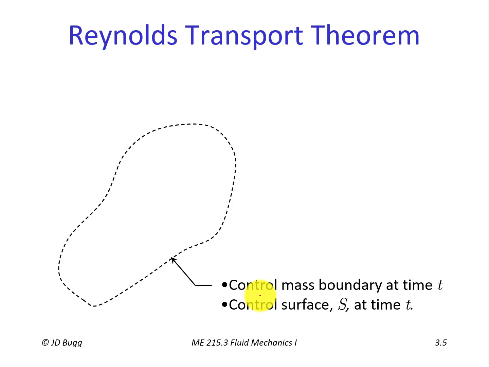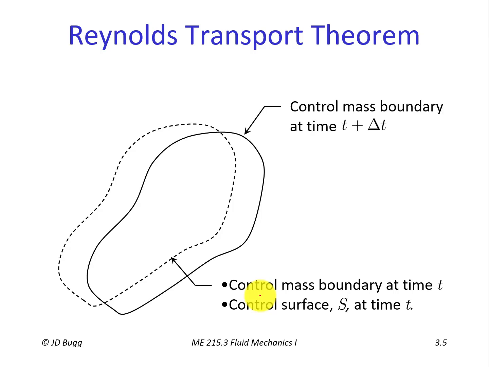Now, what we're going to do is let a little bit of time pass. So after time delta t, the two things no longer correspond. What has happened is this small amount of time delta t has passed, and our control mass boundary has moved a little bit. In this particular illustration, I'm showing it heading off to the right. It could be going in any direction, it doesn't really matter.